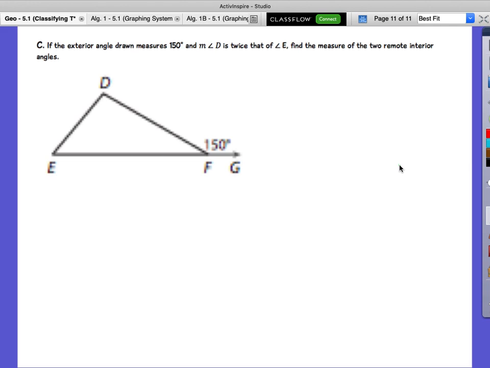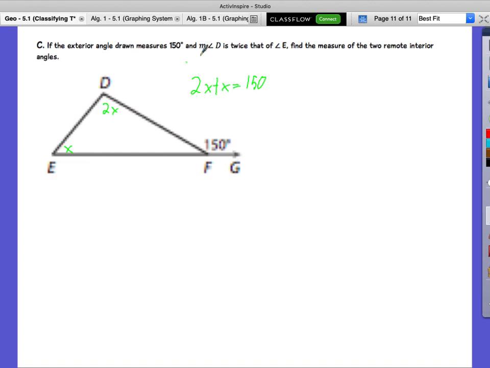Owen, what did you do? I put 2x plus x equals 150. Where did you get 2x and x from? It says it's twice the amount of D. Okay, so what did you call x? Just the angle of angle E, and then 2x was D.